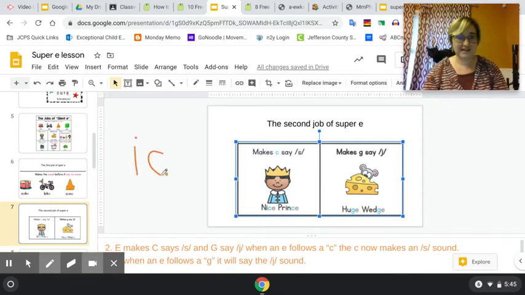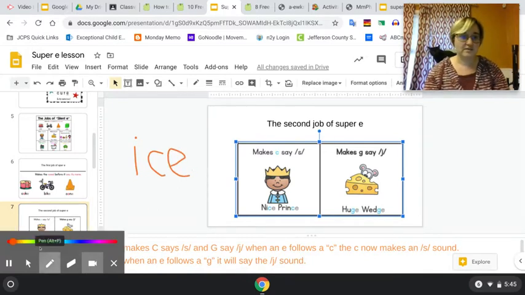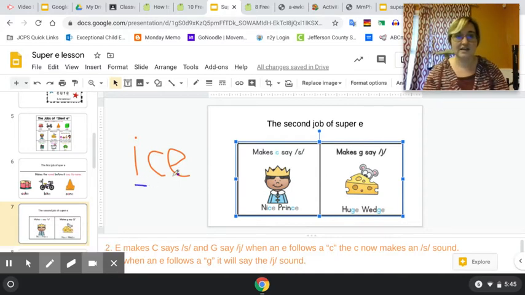it's I-C-E. And we know that the I and the E are vowels, right? A, E, I, O, and U. And then we know that that E, it's at the end, so it's magic. So we say I, and then that C, now we know that E also changes that C from a K sound. Instead of ike, we say ice. We have another word we can look at.